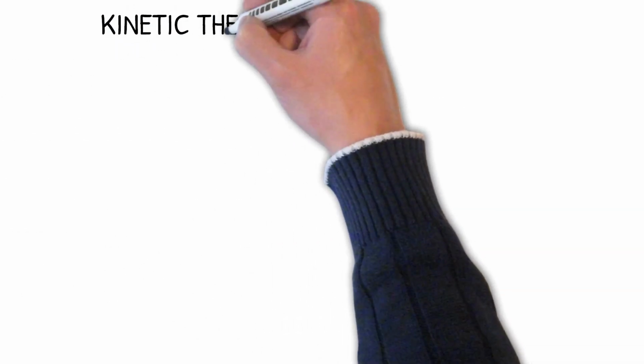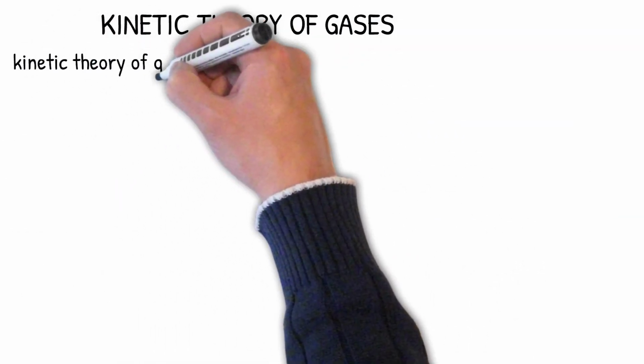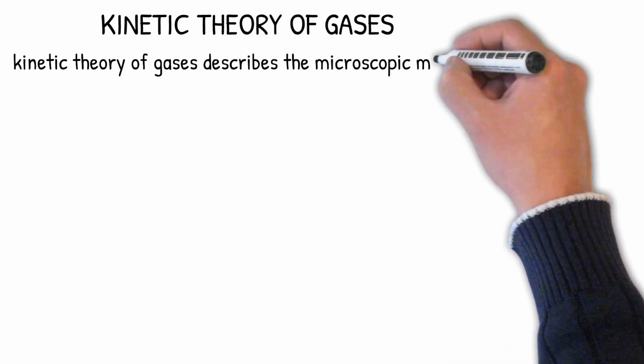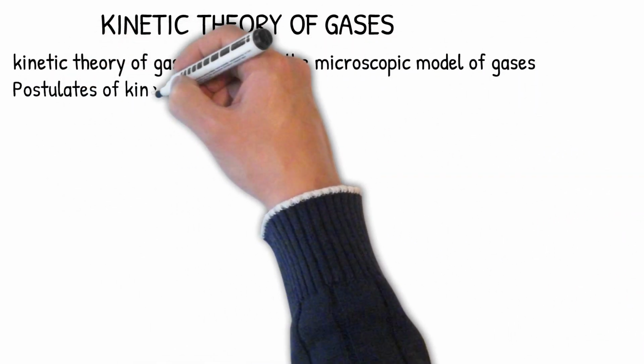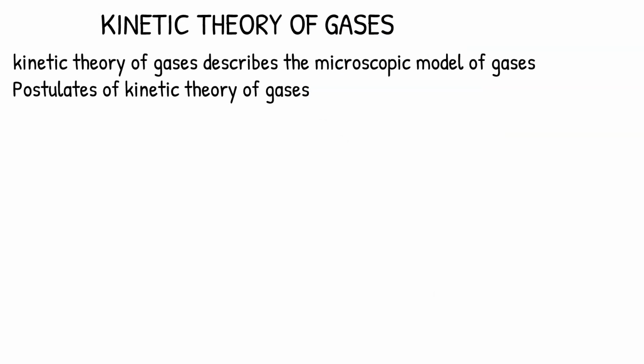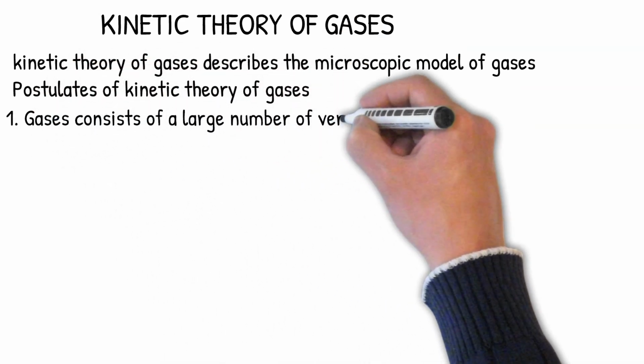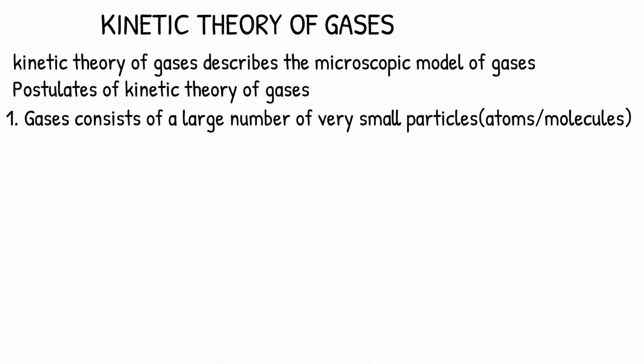Kinetic theory of gases. The kinetic theory of gases describes the microscopic model of gases. Postulates of the kinetic theory of gases. Number 1. Gases consist of a large number of very small particles, atoms, or molecules. Number 2.